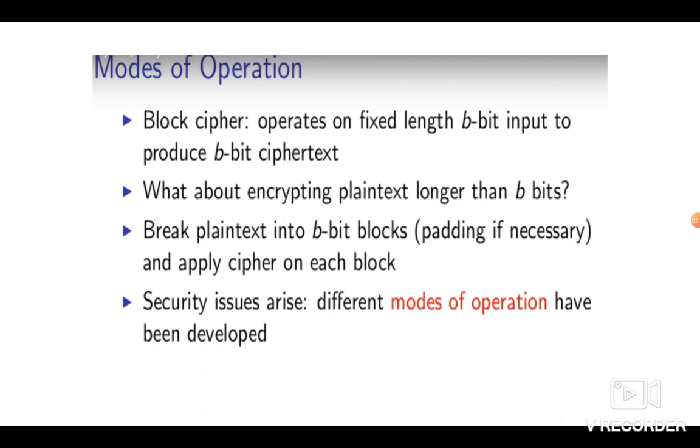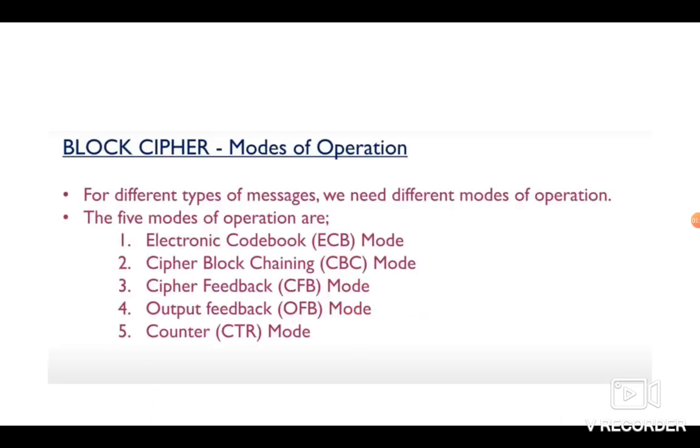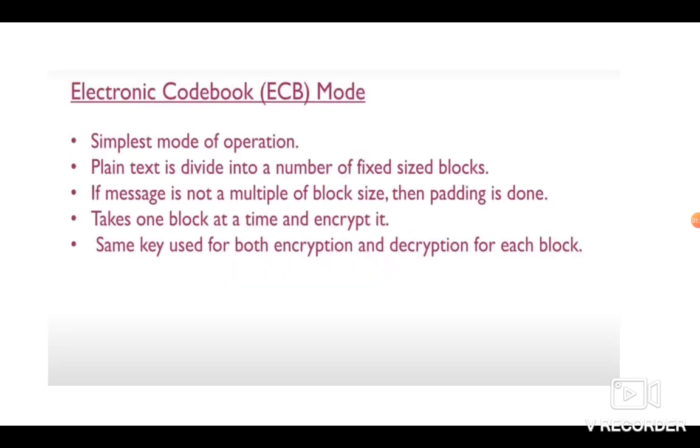To overcome this, we have proposed so many modes of operation and we can have different types of messages. For each type of messages, we can go with a particular mode of operation. So we have totally 5 modes: electronic codebook mode, cipher block chaining mode, cipher feedback mode, output feedback mode, and finally the counter mode.